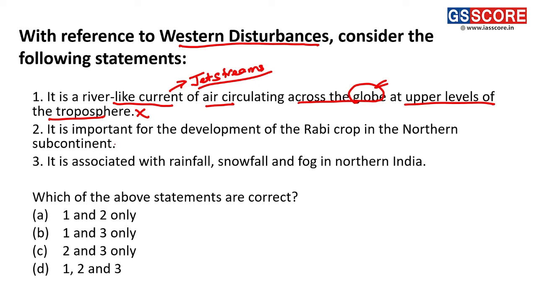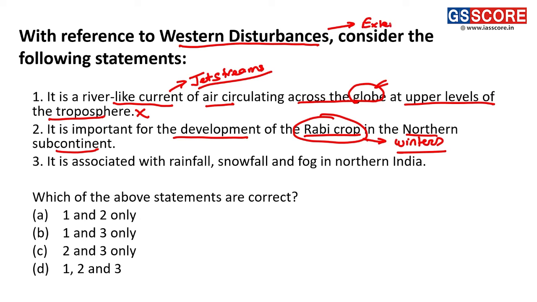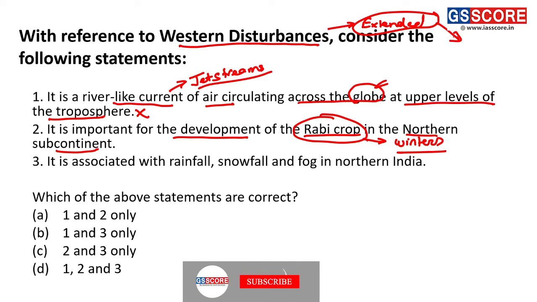Statement 2 is, it is important for the development of rabi crops in the northern subcontinent. Basically rabi crops are associated with the winter season in India, and the western disturbances occur in the months of December, January, February, March. But this year, the western disturbances were in news because they have been extended in India, bringing quite extended rainfall in the northern part of India.